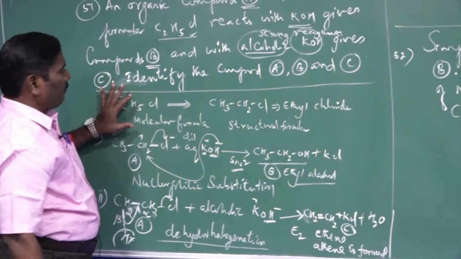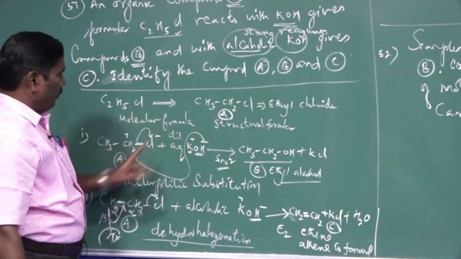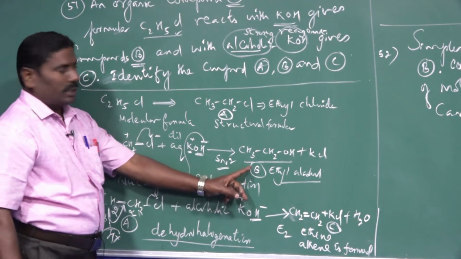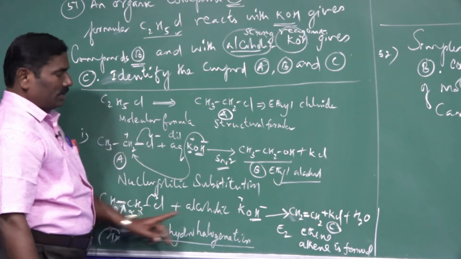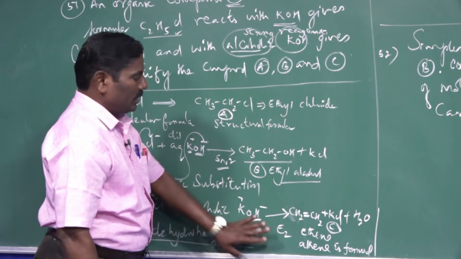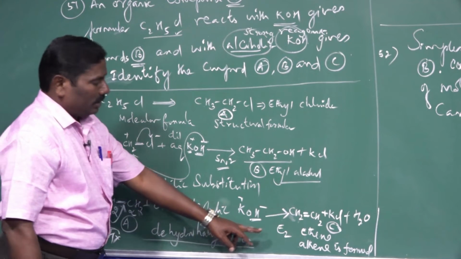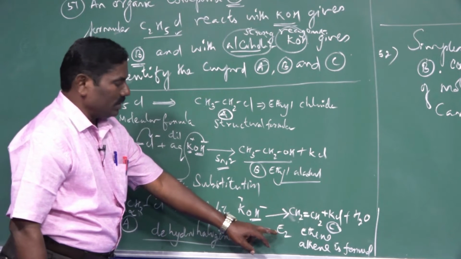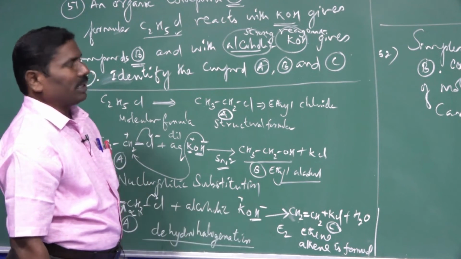Now we have identified the compound A. Now we identify the compound B, that is ethyl alcohol. Now we have identified the compound C, that is ethene, an alkene formed by means of dehydrohalogenation. It is nothing but an elimination reaction, represented by the E2 mechanism.